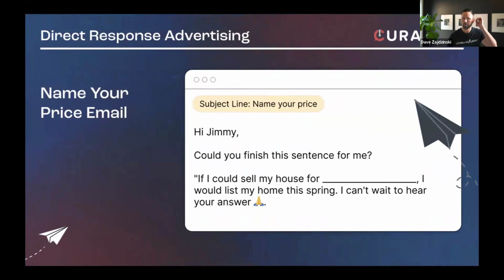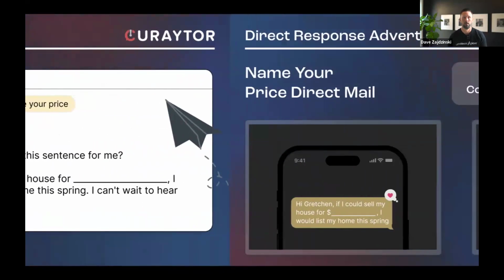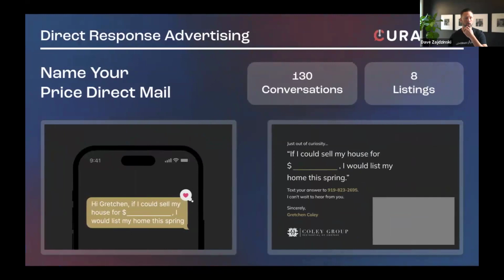Name your price email: Hi, Jimmy, could you finish the sentence for me? If I could sell my home for blank, I would list it this spring. Can't wait to hear your answer. This gal, Gretchen Coley of the Coley Group, put it on a postcard. They got 8 listings out of it.